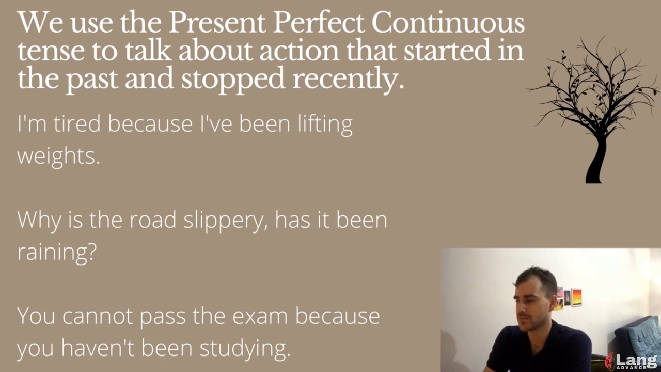We use the present perfect continuous tense to talk about action that started in the past and stopped recently. I'm tired because I've been lifting weights. Why is the road slippery? Has it been raining? You cannot pass the exam because you haven't been studying.